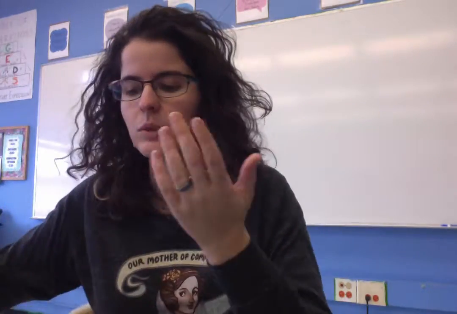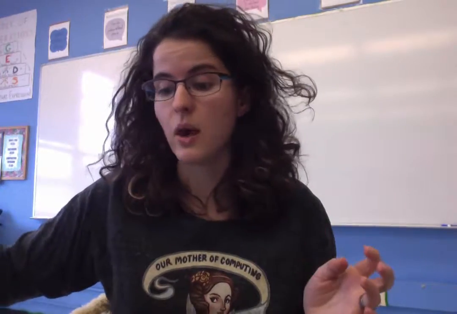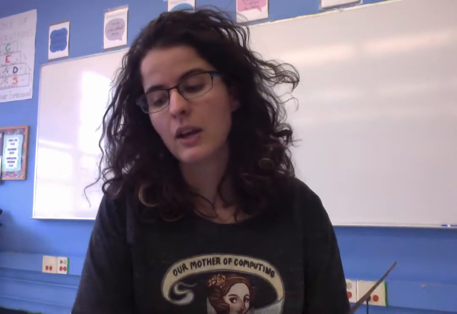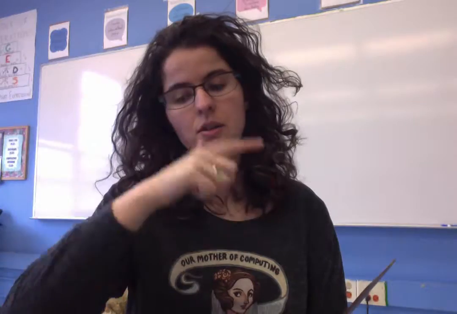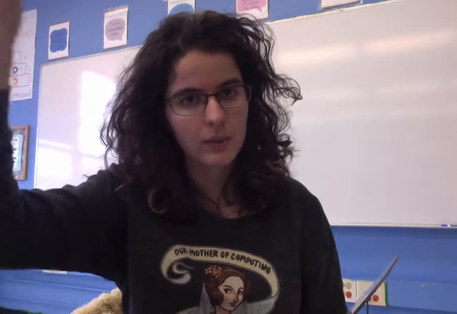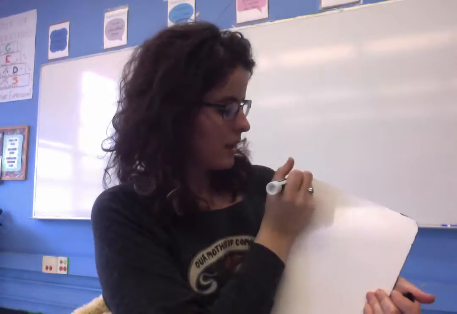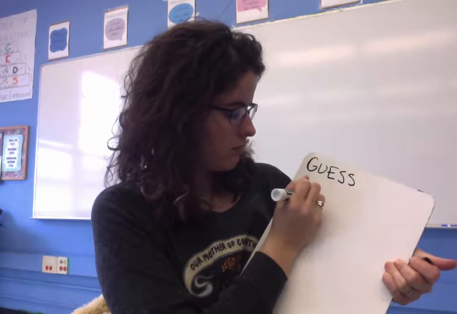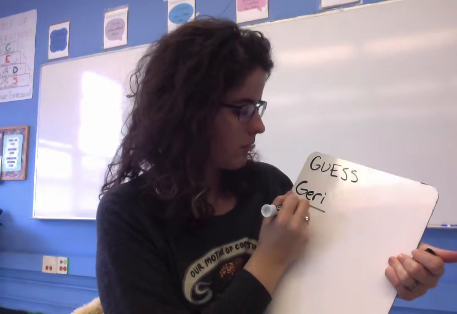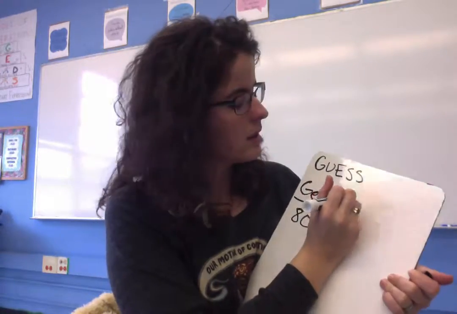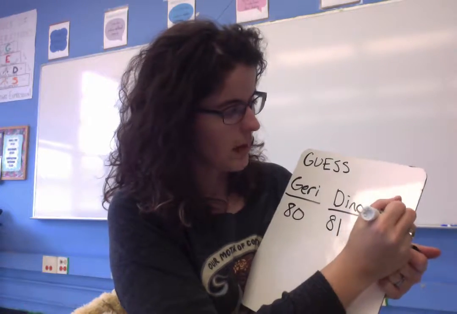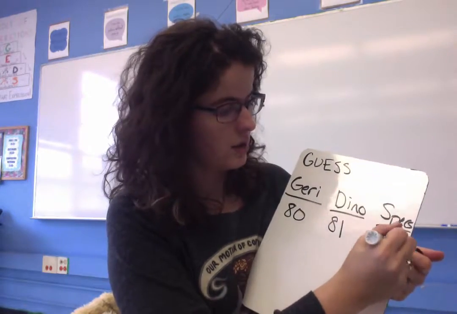If I wanted to start with a guess, well, I need it to be a reasonable guess. I know that Jerry, Dino, and Specs are going to have a combined age of 273, so I'm going to be adding things together. And I know that Dino is a year older than Jerry, and Specs is a year older than Dino. So we have kind of going up consecutively. Let me just take a guess for Jerry. Let's say Jerry's 80. Then that means Dino would have to be 81. And Specs would have to be 82.